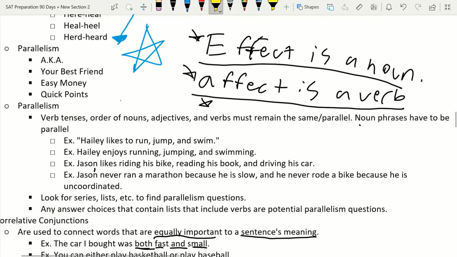So what is parallelism? Well, parallelism is when verb tenses, order of nouns, adjectives, and verbs have to remain the same and parallel within a sentence. Noun phrases also have to be parallel. So let's go ahead and take a look. So we got 4 examples here.